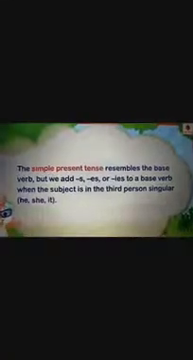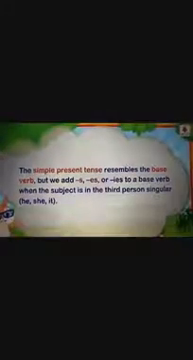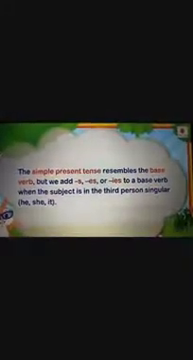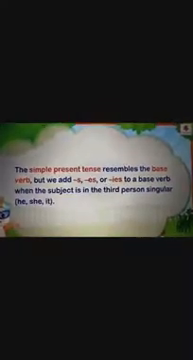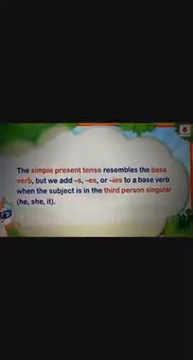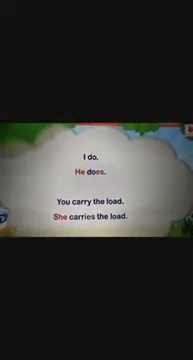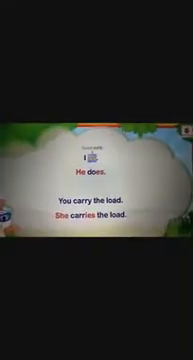The simple present tense resembles the base verb, but we add s, es or ies to a base form when the subject is in the third person singular, that is he, she or it. Make sure. Like for example, I do, he does. You carry the load, she carries the load. So you can see the difference. He does, es, and she, ies, carries. So these two are third person singular.